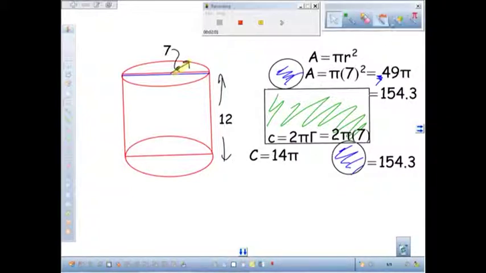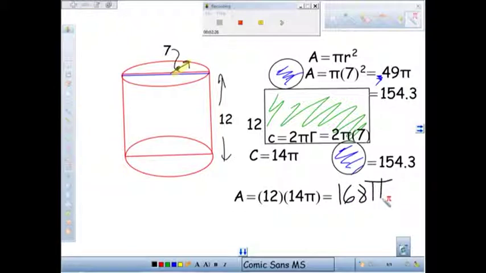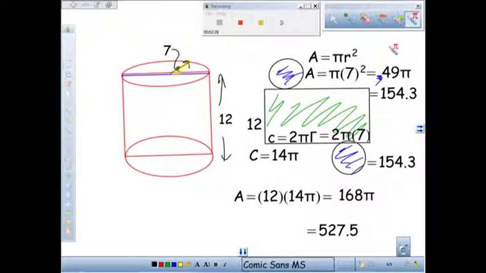The height is still the height of the can, which is 12. Therefore, the area that I'm going to be looking at is going to be base times height, which is 12 times 14 pi, which is the same thing as 12 times 14, puts me at 168 pi. I can turn that into a decimal, again, just as easily, and I get something along the lines of 527.5.